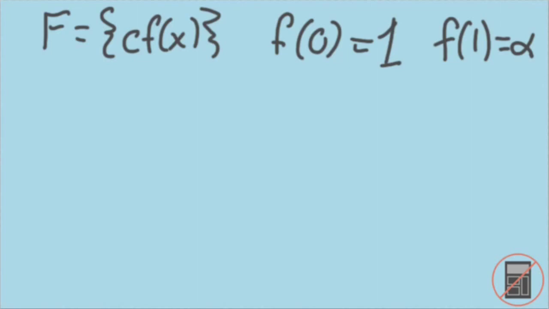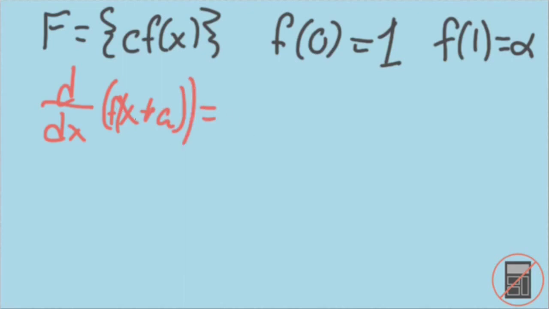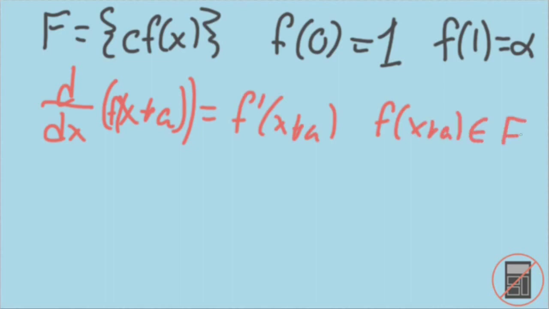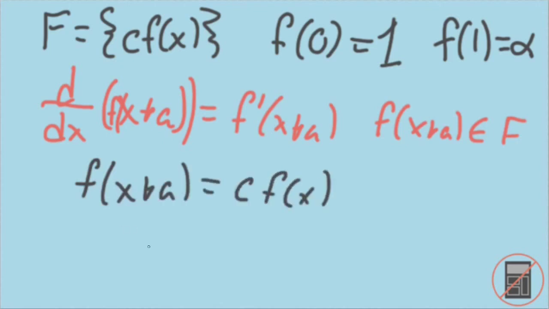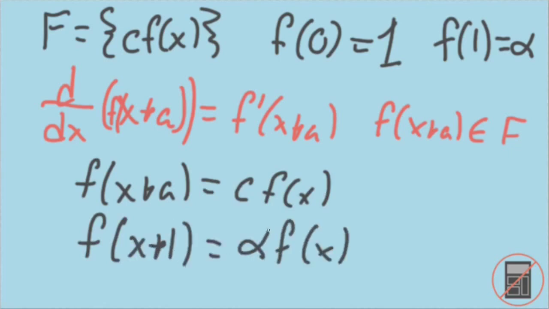So, let's take a look at the derivative of f of x plus a. This is just going to be, using the chain rule, f prime of x plus a. So, f of x plus a is in our set of functions. So that means that f of x plus a is a constant times f of x. Furthermore, that means that f of x plus 1 is a constant times f of x. And if we plug in 0, we can see that that constant must be alpha.